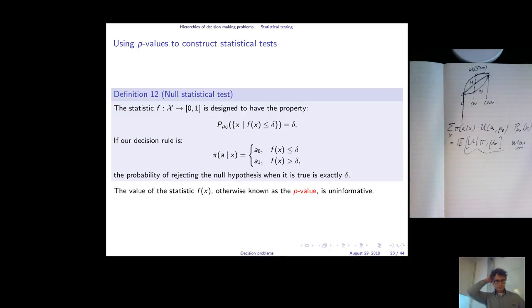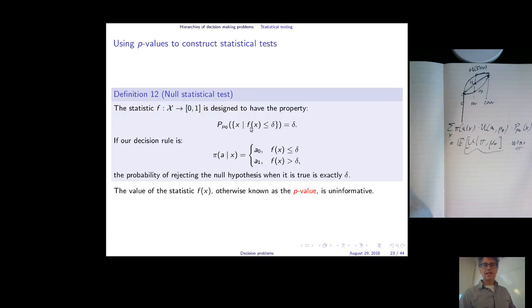Okay. So what is a null statistical test? Well, let's say we specifically care about this metric of how good our policy is. Okay? We want our policy to only reject, or to say it's not this model, a small percent of the time when that model is true. Okay, that's what's called a fixed error rate for our policy.